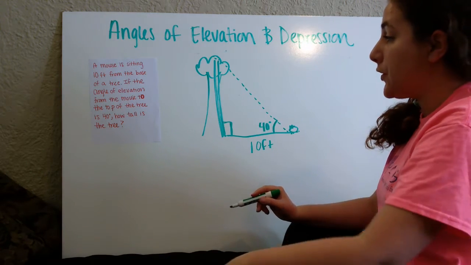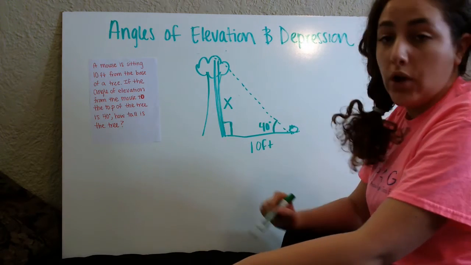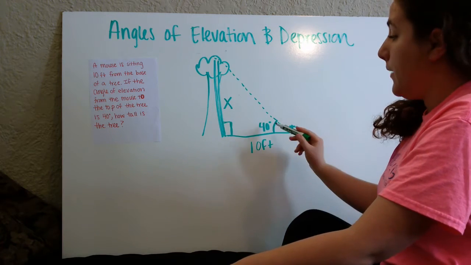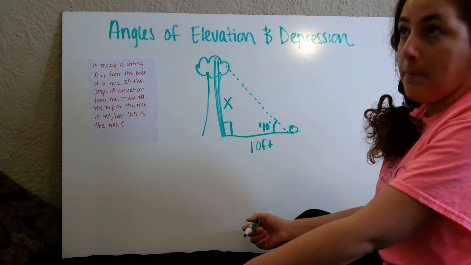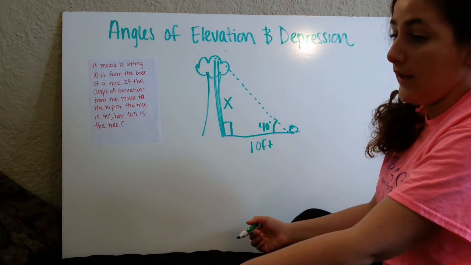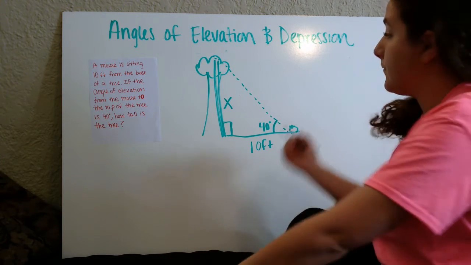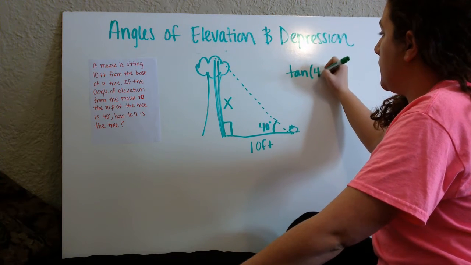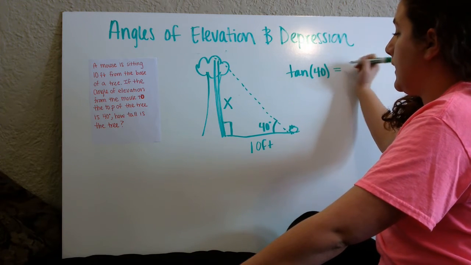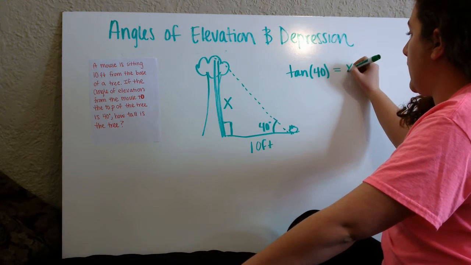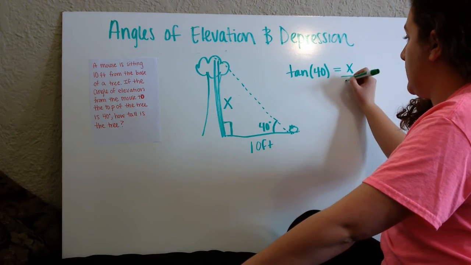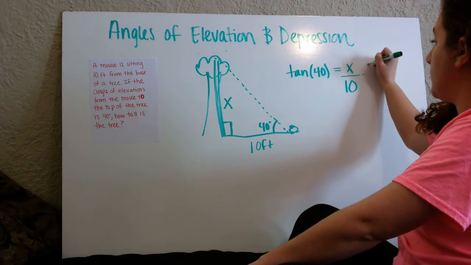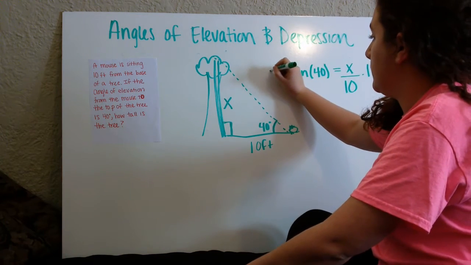So we are going to use a trig function to find out how tall that tree is. So we have the side opposite of the angle, and we have the side adjacent to the angle. Opposite, adjacent. I'm going to use the tangent. So the tangent of 40 degrees is equal to my opposite, which is x, over my adjacent, which is 10. Now I need to solve this for x, so I'm going to multiply by 10 on both sides.